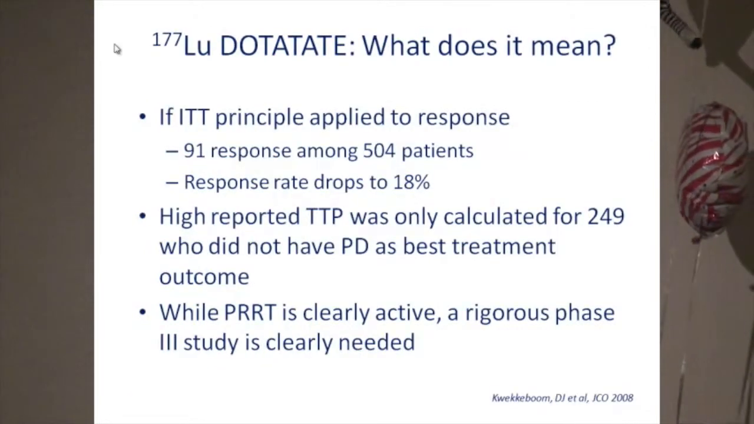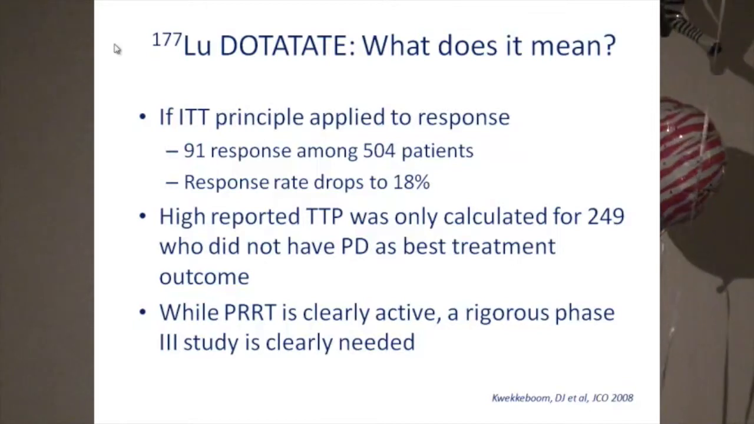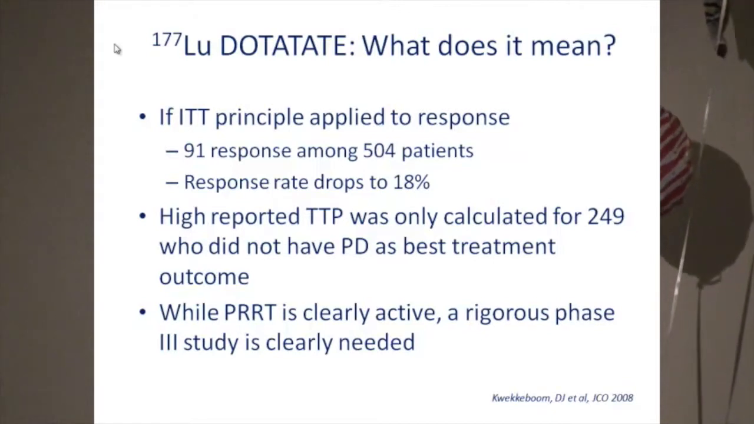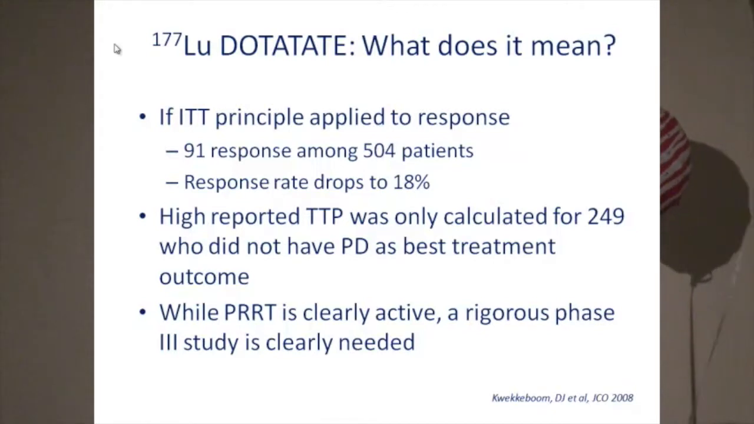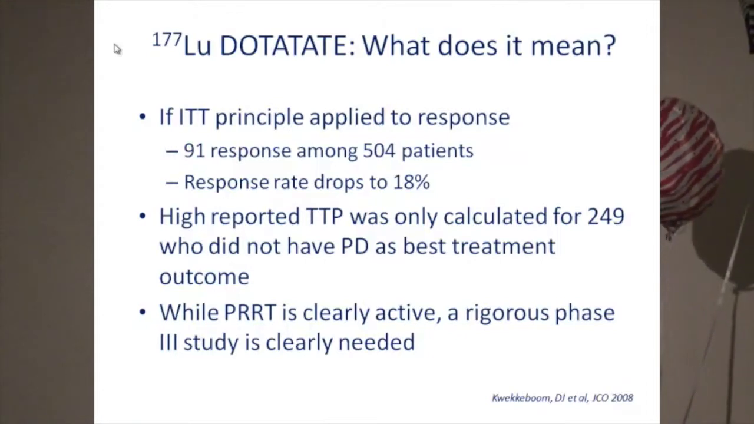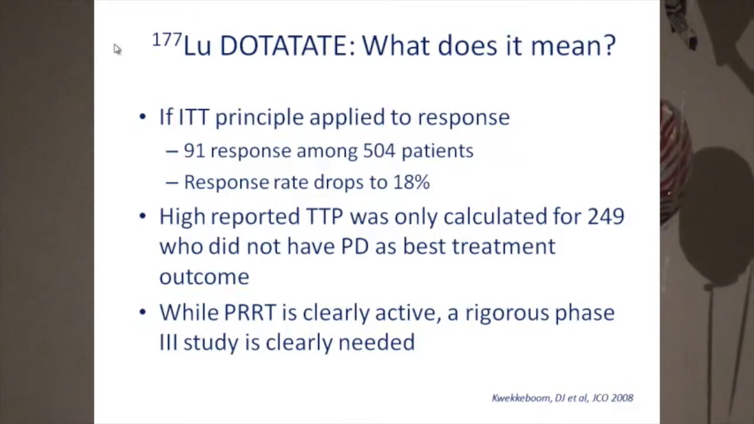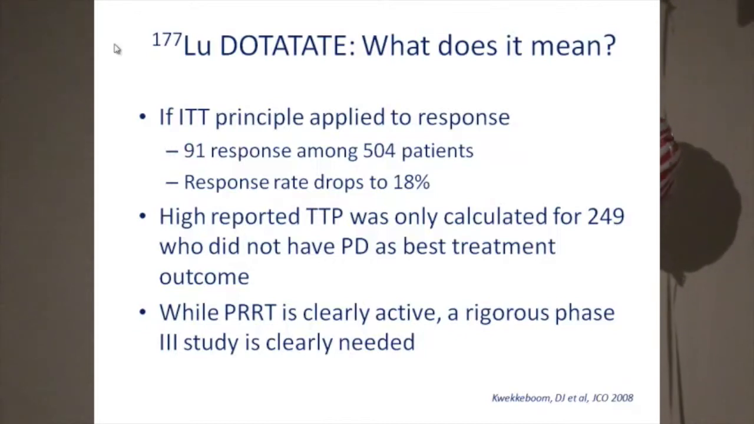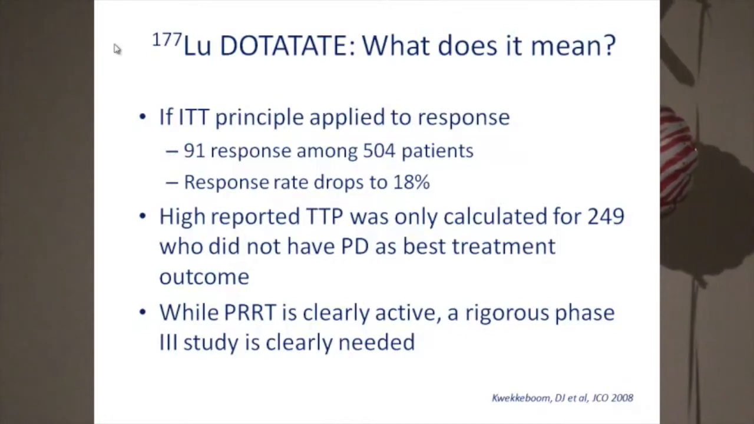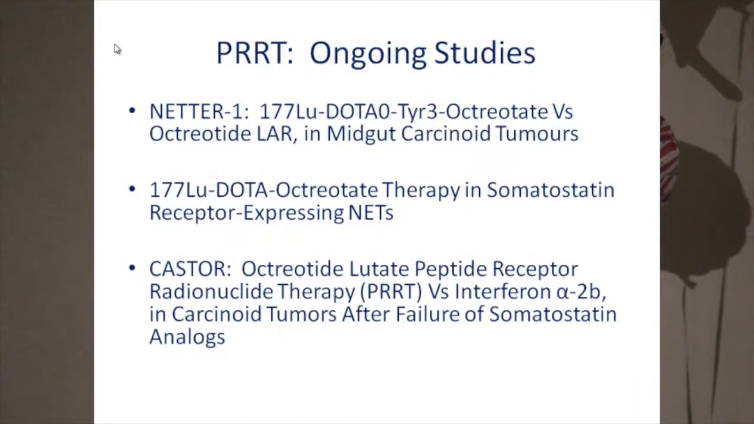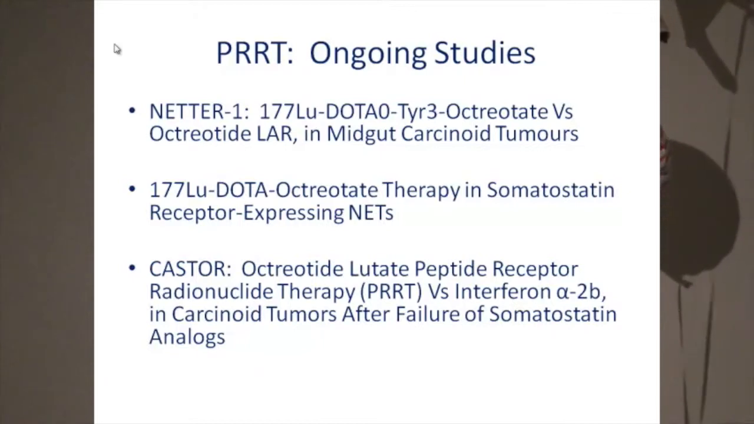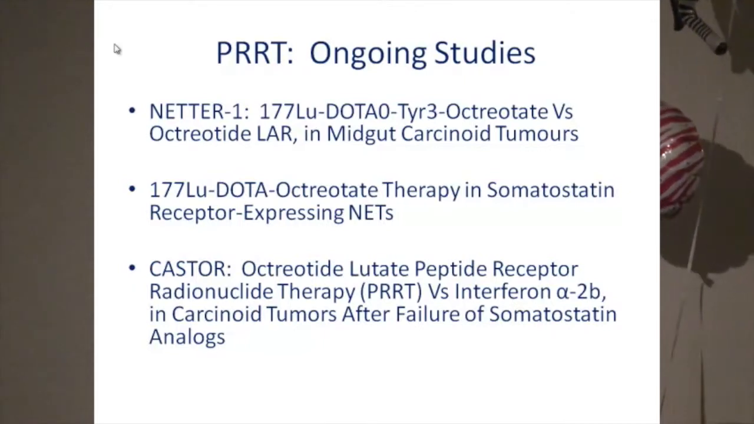However, the problem here is that the study was analyzed in only 310 patients. What it should be analyzed in is 504. If you do analyze the response in 504, the response rate dropped down to 18%. The reported time to tumor progression was only calculated again for 249 patients who did not have progression of disease as best treatment outcome. Clearly, this is a single-arm study requiring a randomized prospective study to assess the role of PRRT, and that's what's going on. NETTER-1 is the one that's ongoing now with lutetium dotatate against Octreotide LAR in midgut neuroendocrine tumor.